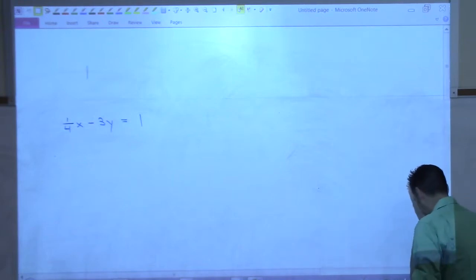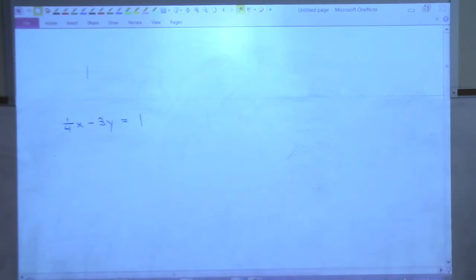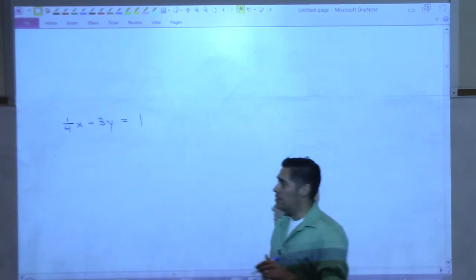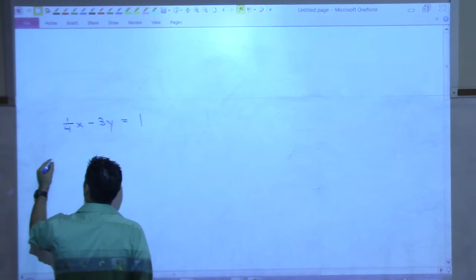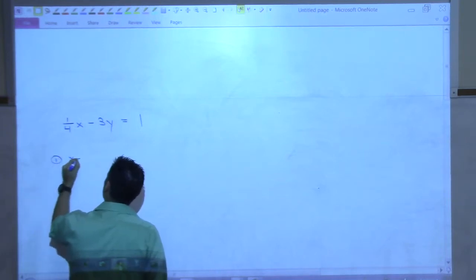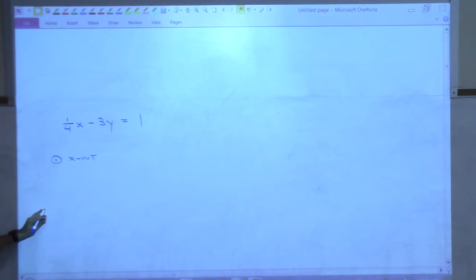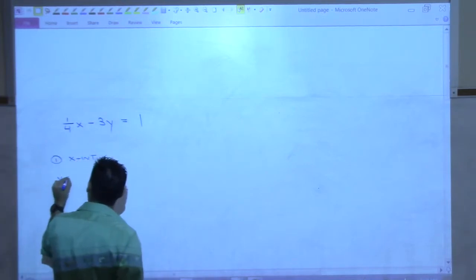There you go. All right, so if we're going to do the intercept method, the first thing you do is get the x-intercept. Then you get the y-intercept, and then you plot your 2 points and draw a line. That's the method. But you've got to work with the fractions now. So let's start this out. First step, x-intercept. So what am I going to do? Set what to 0? The y, right? So y goes to 0.